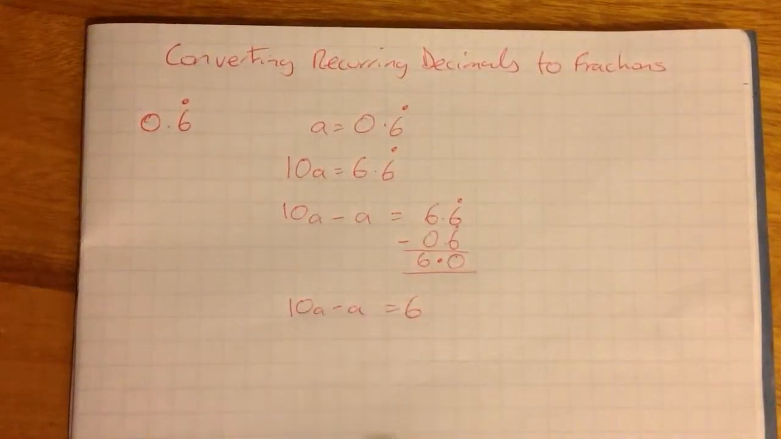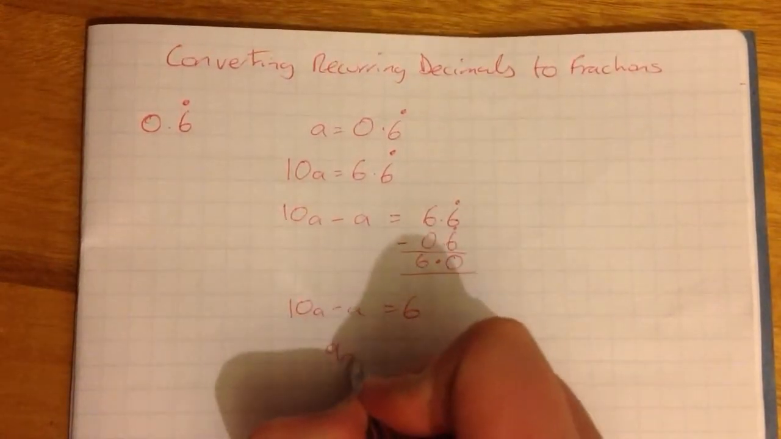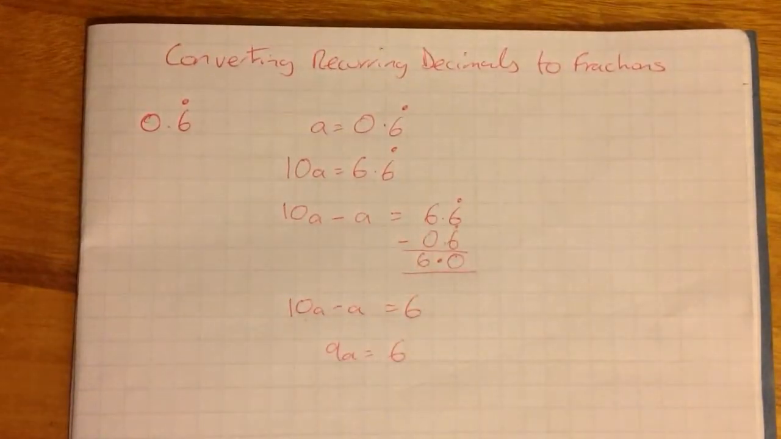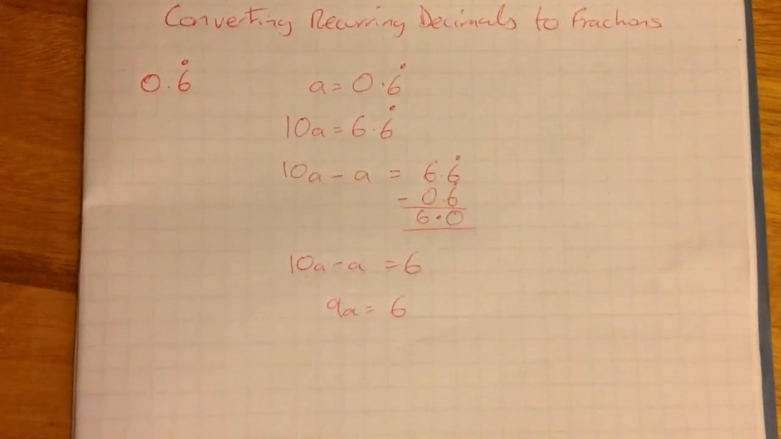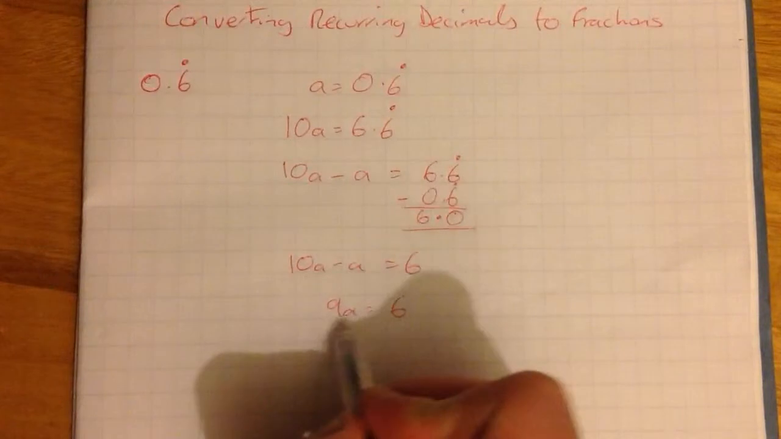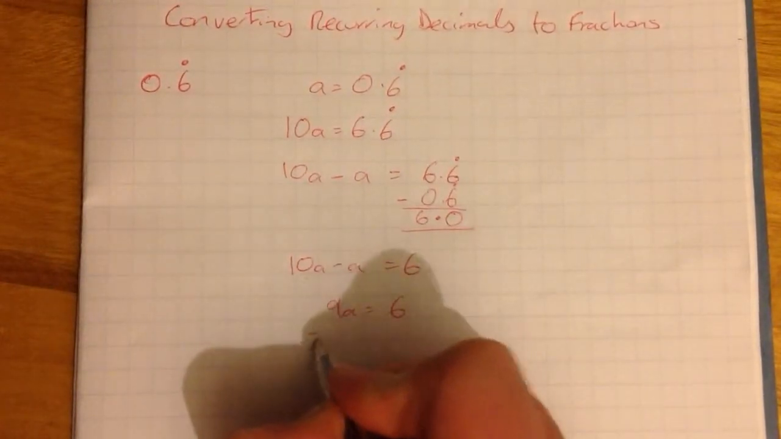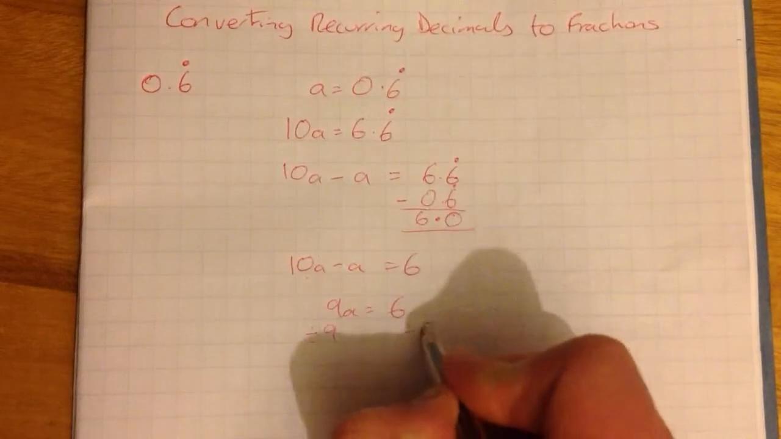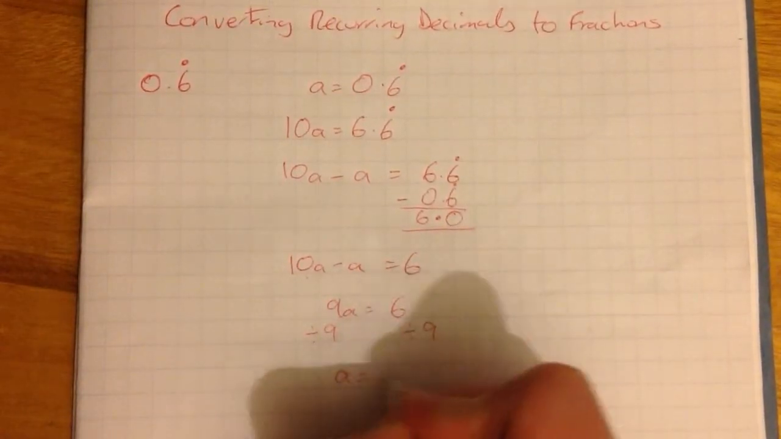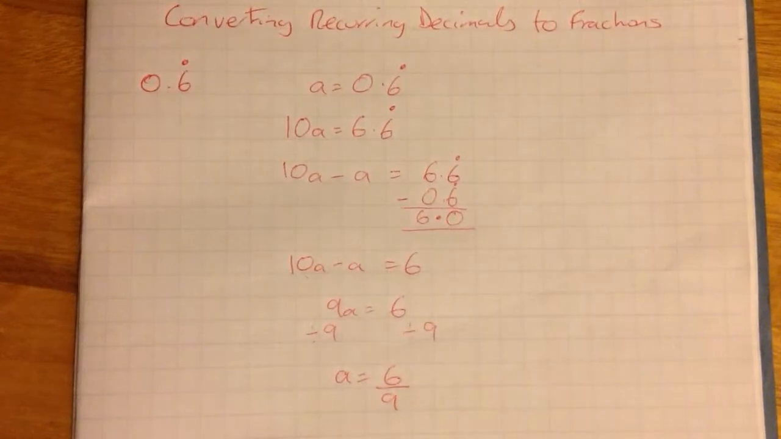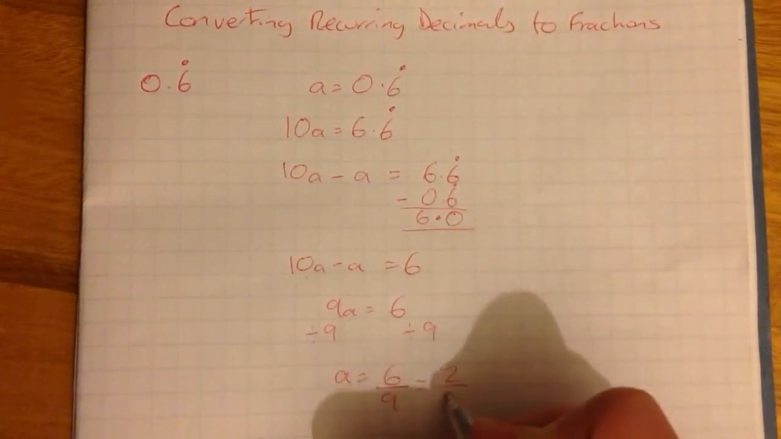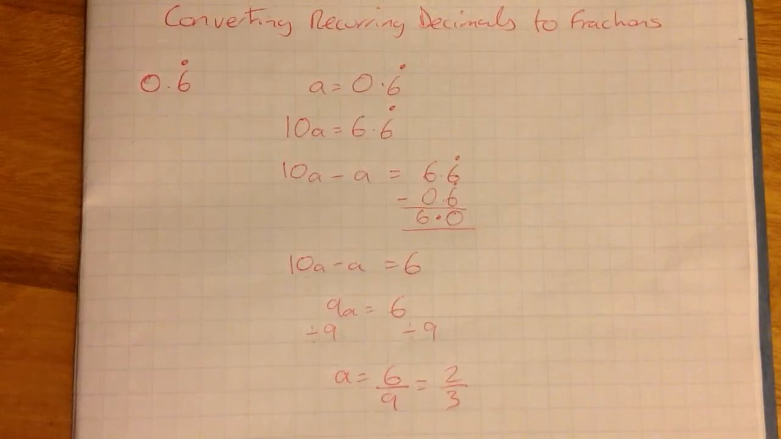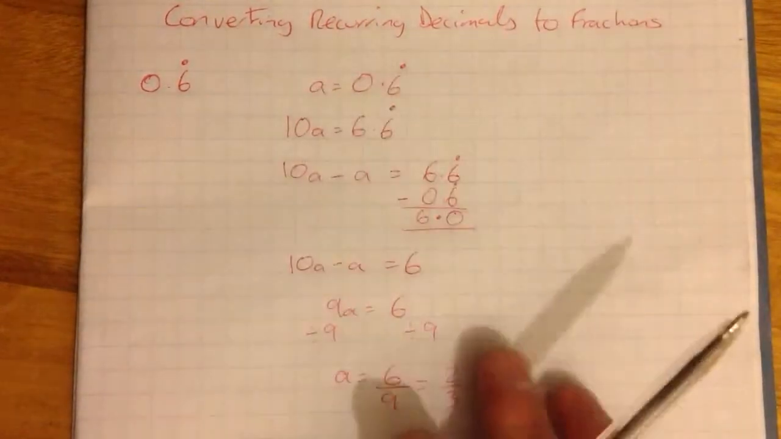Okay, we know that 10A take away A is 9A. So 9A equals 6. All we need to do now is find out what A is. So doing the same thing to both sides of the equation, to find out what A is we need to divide 9A by 9. So we divide by 9 on either side. A equals 6 divided by 9. We can simplify that fraction. A equals 2 divided by 3, or 2/3. And we knew it was 2/3 to start with, but that's our process.